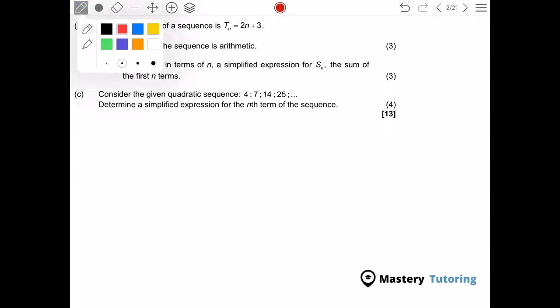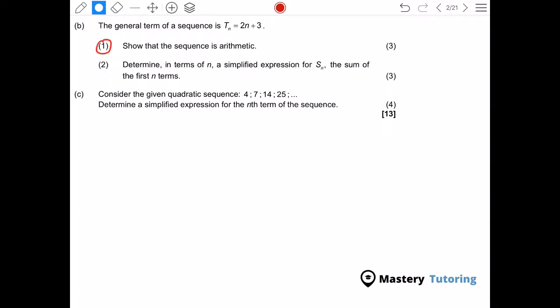Moving on to the second part of this question. It says the general term of a sequence is Tn equals 2n plus 3, and we are required to show that the sequence is arithmetic. We know that for a sequence to be arithmetic, we need to have a common difference. The moment we don't have a common difference, we can't conclude that it is arithmetic. So let us find out if this is arithmetic by first determining the common difference.